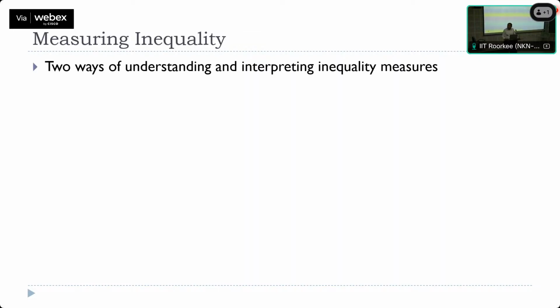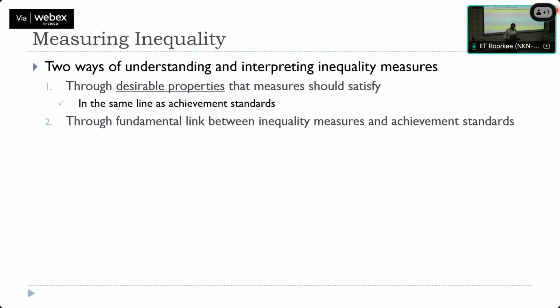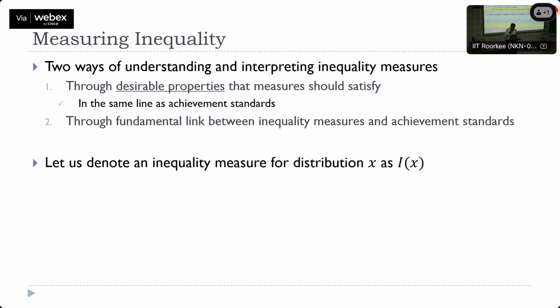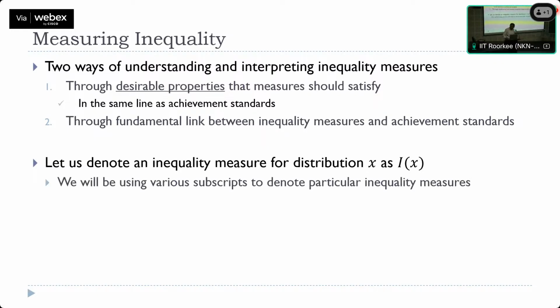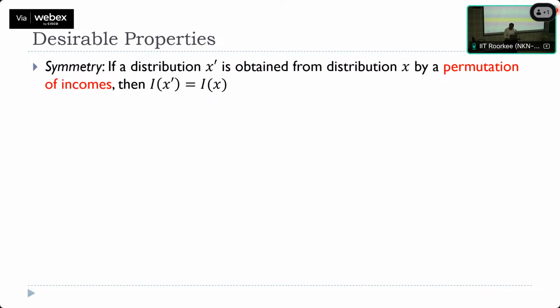Now, measuring inequality. We will try to see two different ways, just for your understanding. One way is through desirable properties, as we already have done. And the second is through its link to achievement standards. Let me show you how. We are going to denote inequality measures as I, and we'll be using different suffixes to denote particular ones.